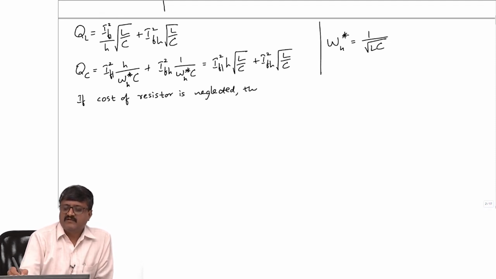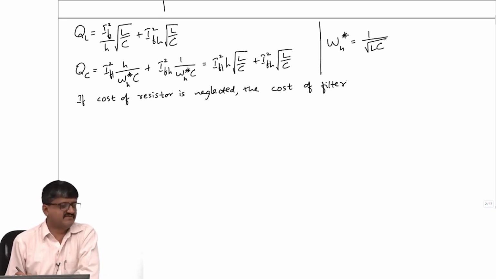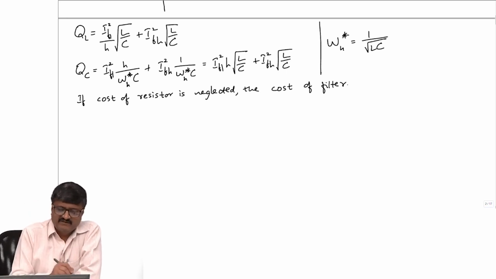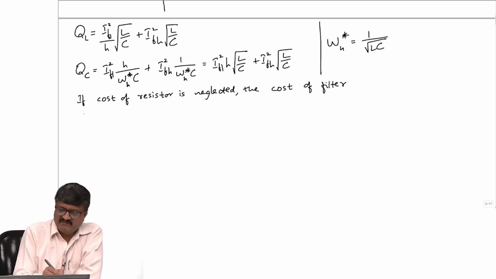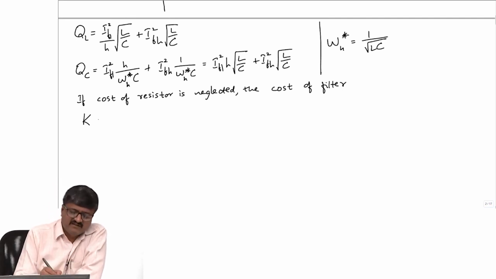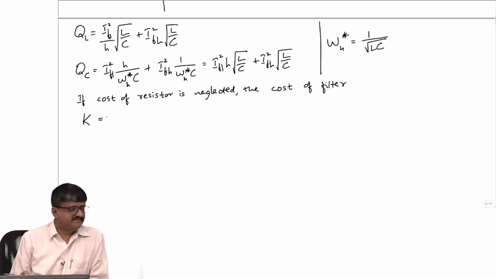then the cost of filter. The filter has three parts: resistance, inductance, capacitance. If the resistor cost is neglected, then the cost of filter is due to the cost of inductor and the cost of capacitor. I will use a notation K for the cost of filter. I can't use C because C is already used for capacitance. So the cost of filter is the cost of inductor plus the cost of capacitor.